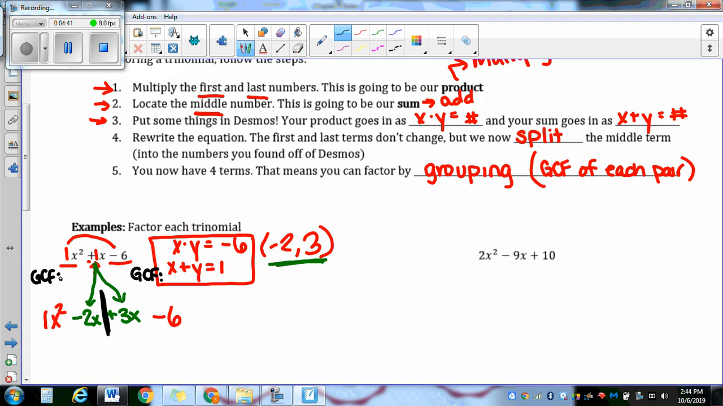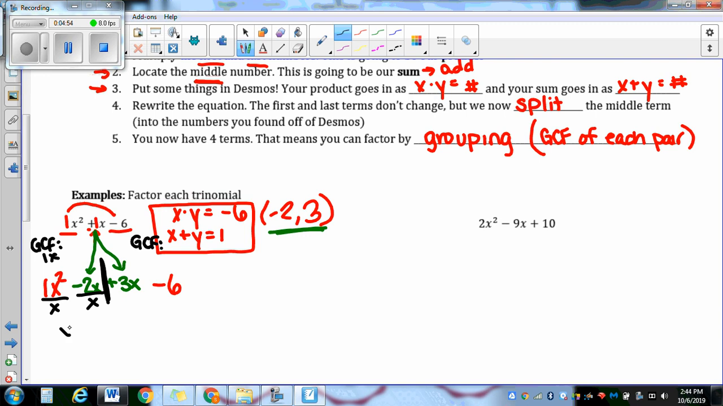And I'm going to factor out of the first pair, 1 and 2, they're both divisible by 1. They both have an x, so divide by 1x, divide by 1x. That's going to give me x minus 2, or 1x minus 2. If you like writing your ones, that's fine.